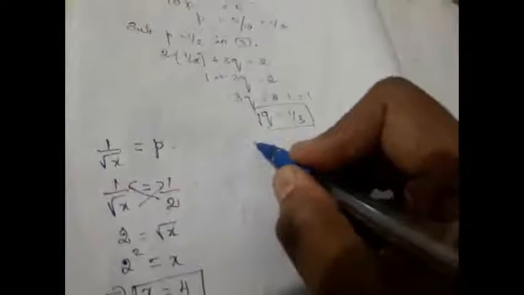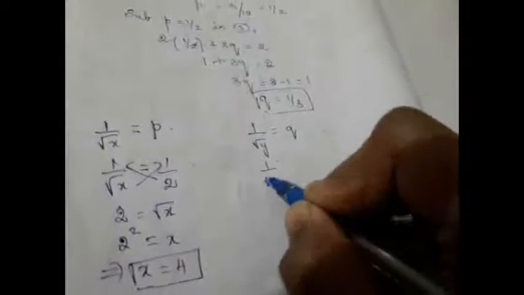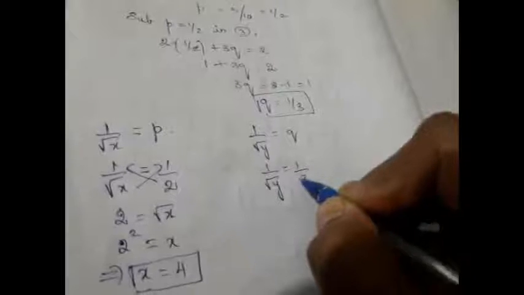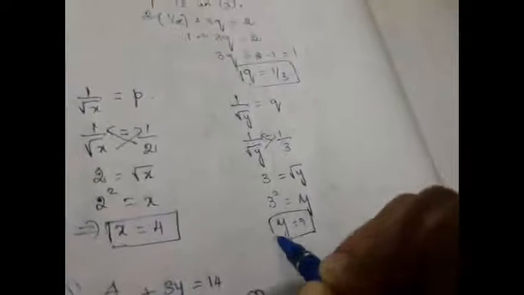Similarly, what is 1 by root y? We have assumed it as q. So 1 by root y is equal to 1 by 3. Cross multiply it. 3 equals root y. Therefore 3 square equals y. So this implies y equals 9. Thus we found the values of x and y by making suitable substitutions. Right? Hope you understood. Let us move on to the next question.